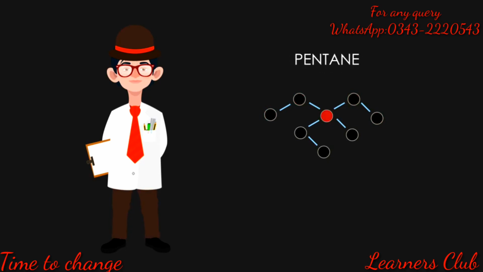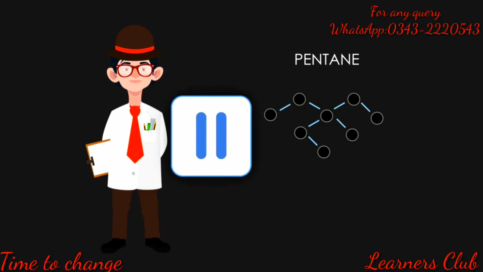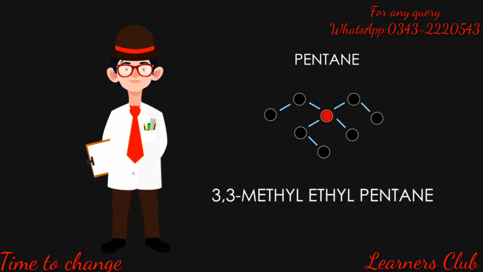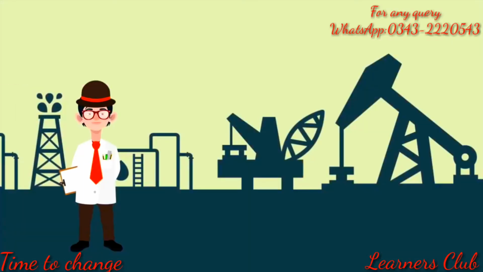And off the third atom in the chain, there is an ethyl group and also a methyl group, so its name will be, pause and think, 3,3-methyl-ethyl pentane. But this compound is not normally found in crude oil and is very expensive.